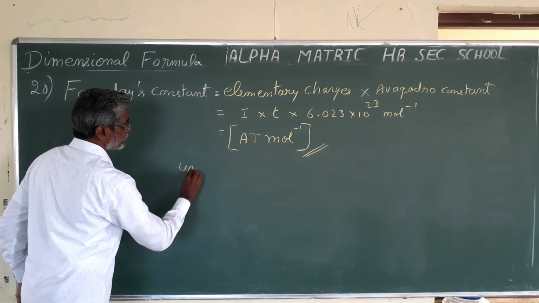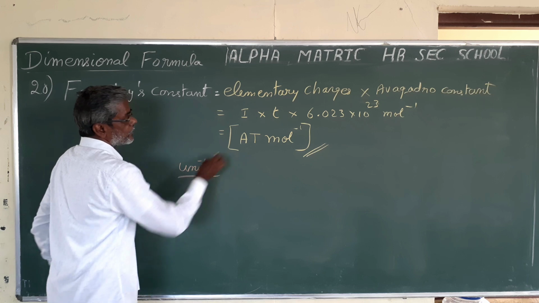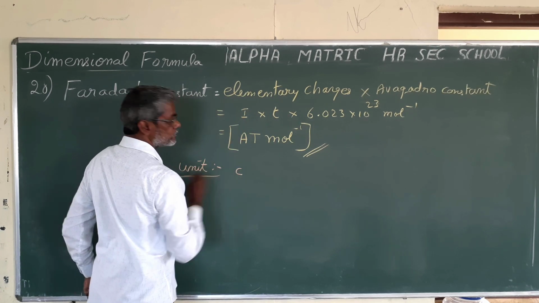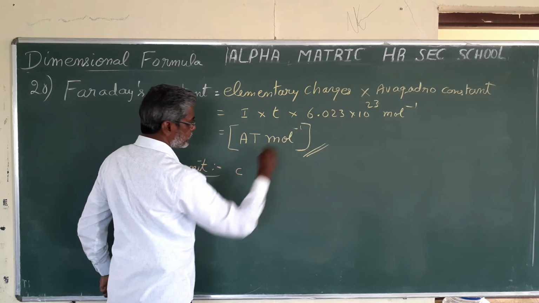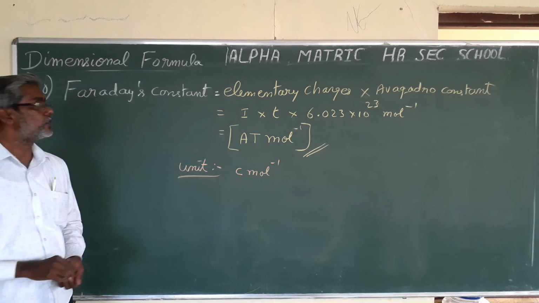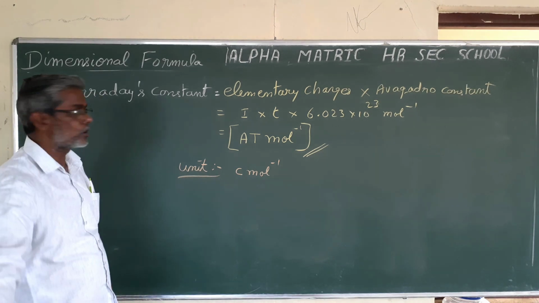Now we will go for the unit. For elementary charge, what is the unit? Coulomb. For the Avogadro constant, the unit is per mole. So coulomb per mole will give the unit for Faraday's constant.